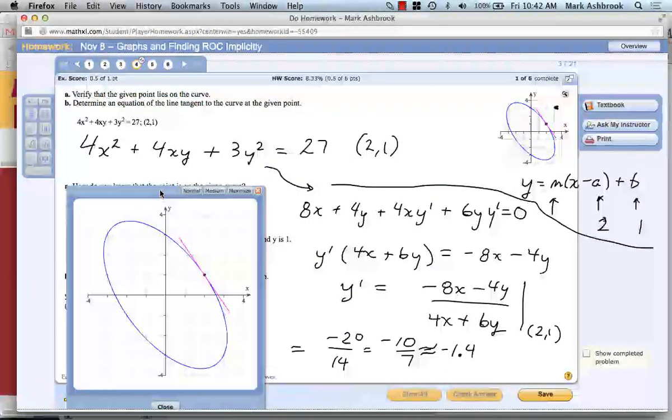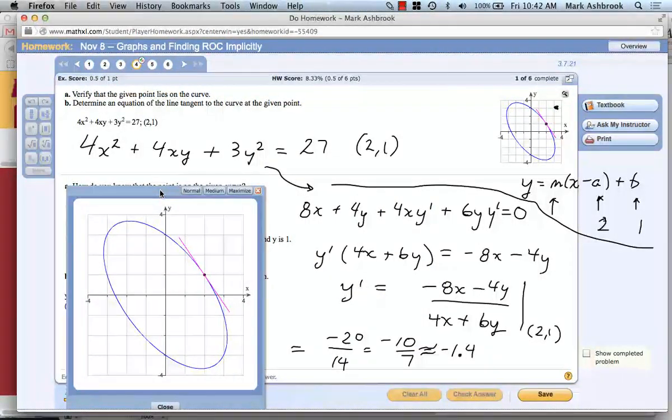Okay, over there. So does negative 1.4 make sense with what we're looking at? For a small change in x, does y go down about 1.5 times as much as x increases? Yeah. Okay, looks good. So then we've got our negative 10 sevenths is our rate of change. A is 2, B is 1, gets us the point slope equation of that line, and then we can just do a step or two to get y.